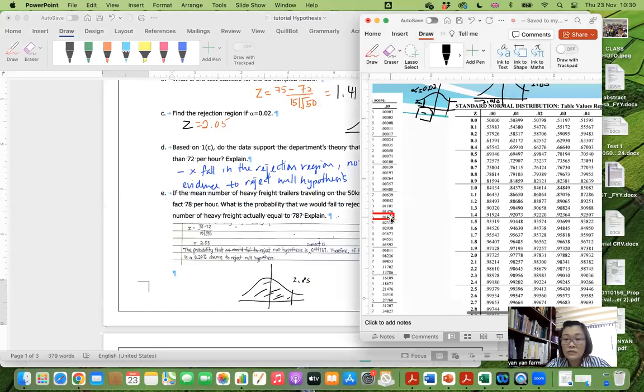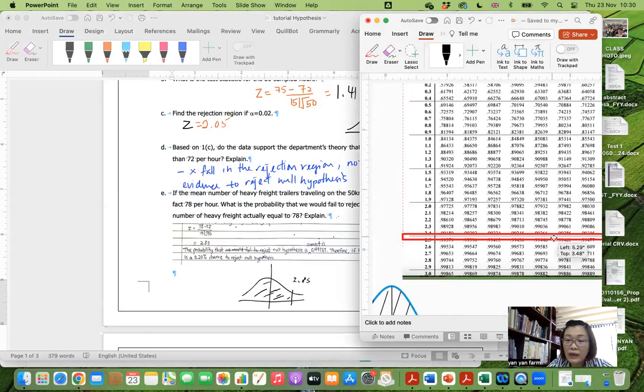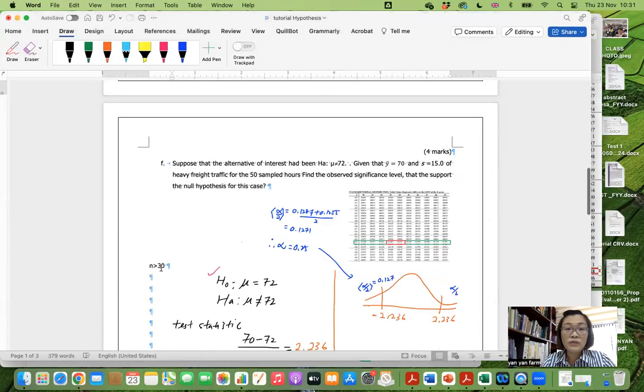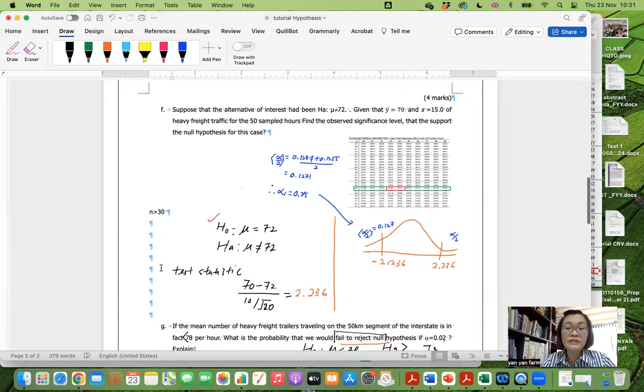If you do that, we look at 2.83, and 2.8, and move across. It's about 0.9976. In other words, the percentage that we fail to reject is 99.76%.